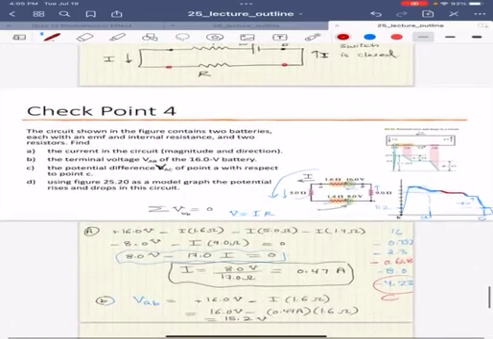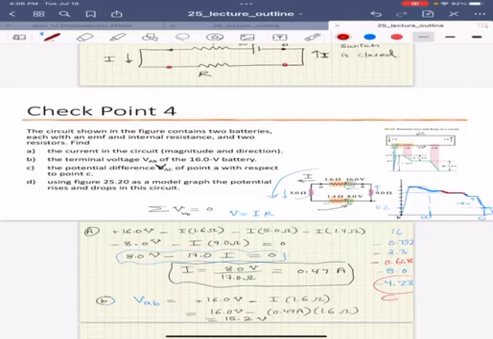Okay, this one here is again related to circuits that have only one path. Here the circuit contains two batteries, each with an EMF and an internal resistance, and two resistors in the circuit. Find the current in the circuit, magnitude and direction, and the terminal voltage VAB of the 16 volt battery, and the potential difference VAC of point A with respect to point C.